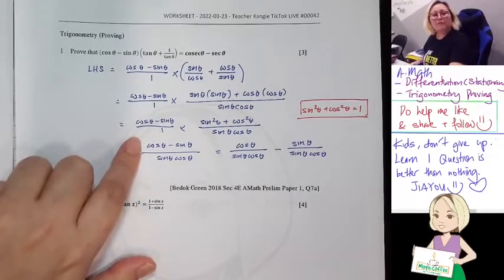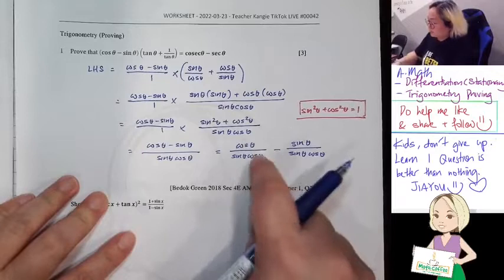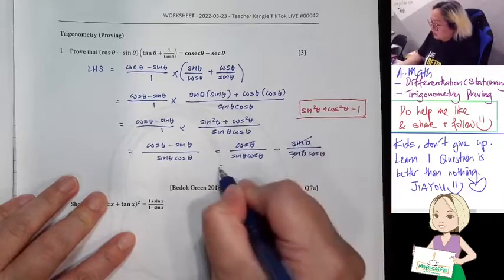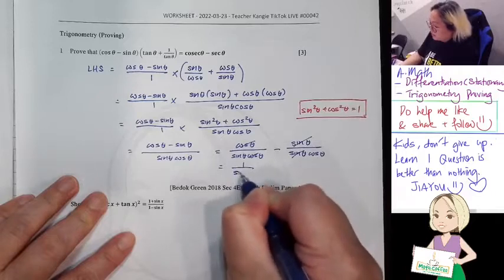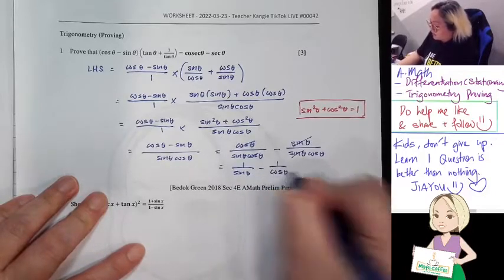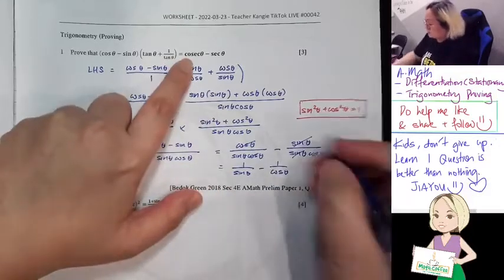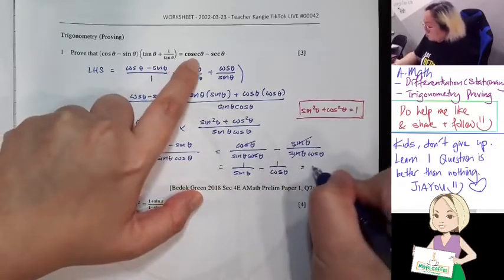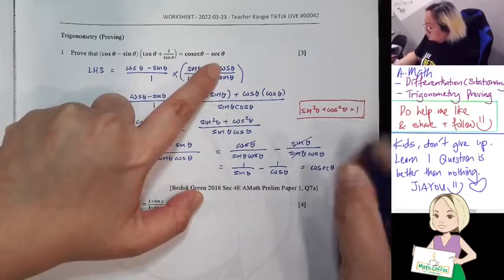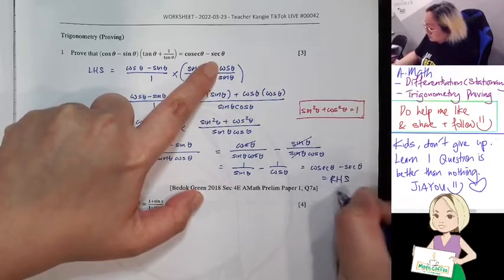Okay? And cosine theta can cancel. Sine theta can cancel. You end up having 1 over sine theta minus 1 over cosine theta. And that is cosecant theta minus secant theta, which is equal to the right hand side. Shown.